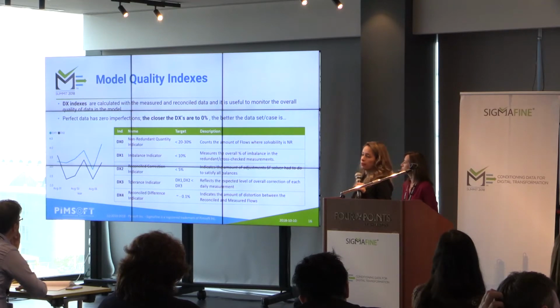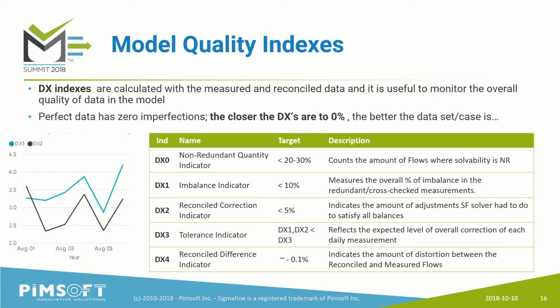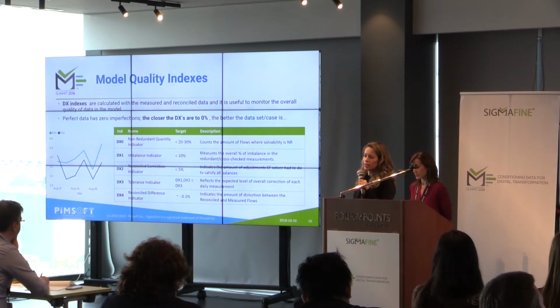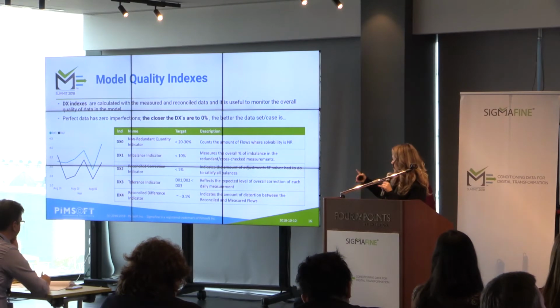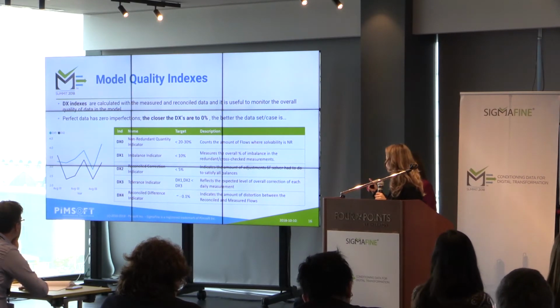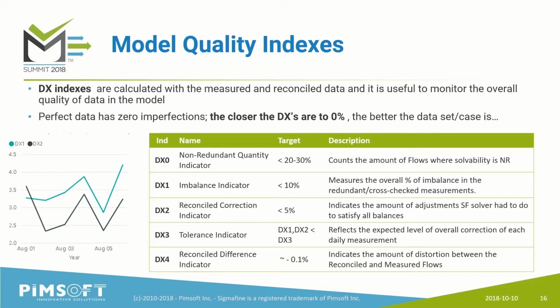Sigmafine also includes the model quality indexes called DX. These DX are calculated with measured and reconciled values, and it is very useful to evaluate and monitor the overall quality of the model. The most important are DX0, DX1, DX2, where DX0 is a KPI that quantifies the amount of flowing material that is not subject to redundancy.